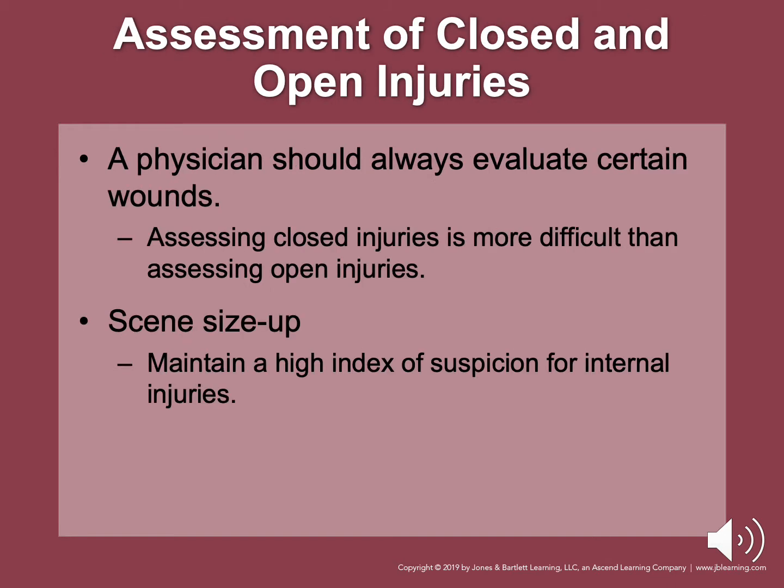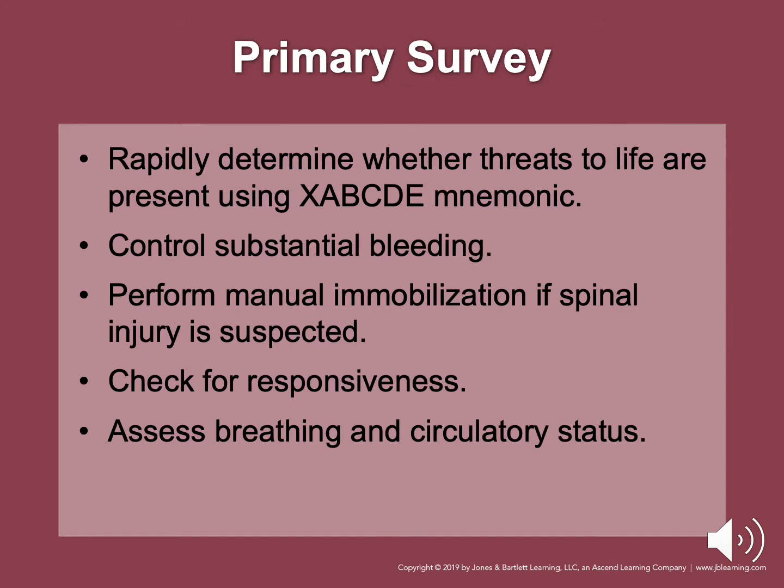Physicians should always evaluate certain ones. Assessing closed injuries is more difficult than assessing open injuries. Consider substantial underlying injury in case of bruising, swelling, deformity, or pain. So maintain a high index of suspicion for internal injuries and diligently search for ejected patients in the case of a substantial vehicle crash, especially with rollovers. In your primary survey, do not let soft tissue injuries distract you from life threats that may not be readily apparent. Rapidly determine whether threats to life are present using the XABCDE mnemonic.